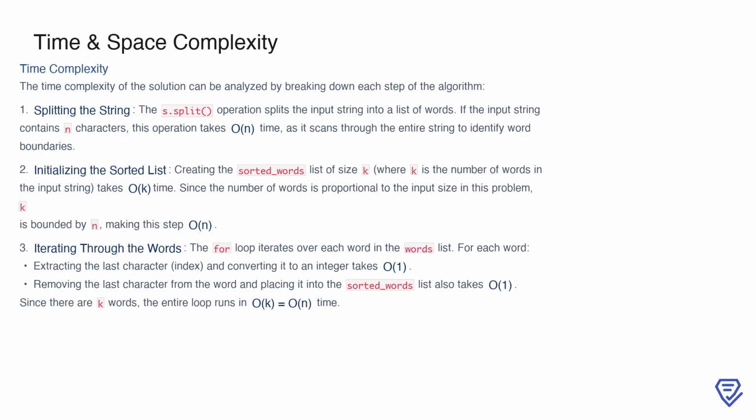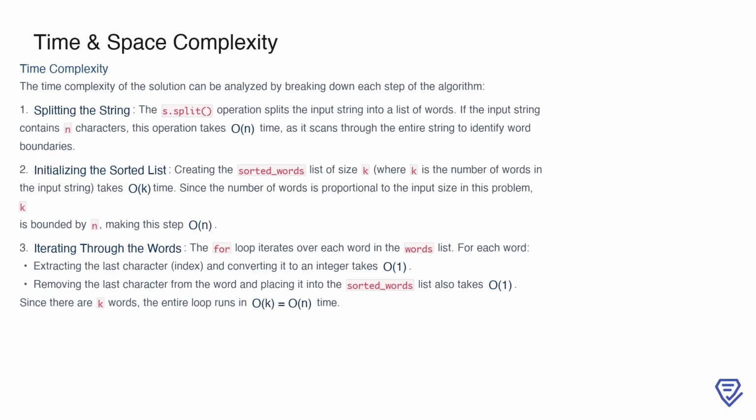Next, we initialize the sorted_words list to hold placeholders for all the words. The size of this list corresponds to the number of words, denoted as k. Then, we process each word in the words list using a loop. Placing the word into its correct position in the sorted_words list is also O(1). Since there are k words, this loop runs in O(k), which simplifies to O(n). Finally, we join the sorted words into a single string using " ".join(sorted_words).